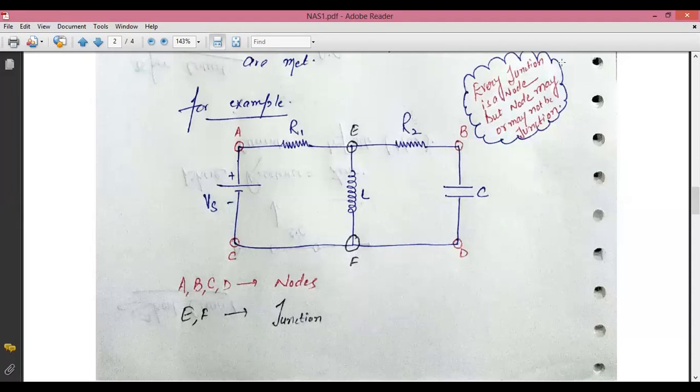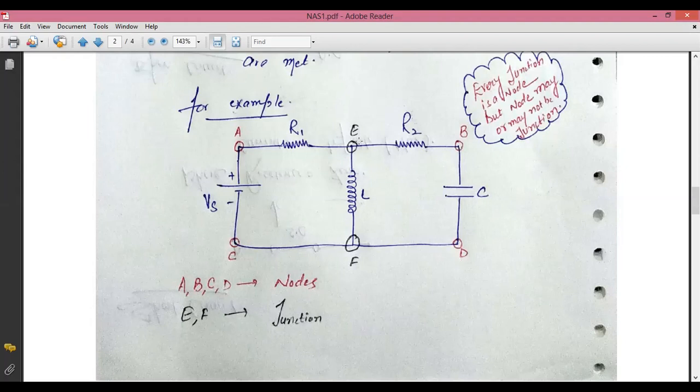So one of the most important things that you should always keep in mind is that every junction is a node, but a node may not be a junction. Means हर एक junction node होगा, but node may not be junction हो सकता है. For example, this A node है, junction नहीं है. A is the node, B is the node, C is the node, D is the node, because यहाँ पर two branches आके met कर रही हैं.